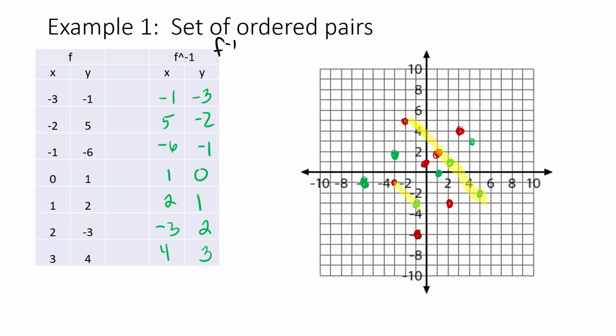(-1, -6) and (-6, -1) are those two. (1, 0) and (0, 1) are those two. (1, 2) and (2, 1) are right there. Okay, and those all seem to be on a line together, so they got covered. We have (2, -3) and (-3, 2), which is these two, and then (3, 4) and (4, 3), which is these two.